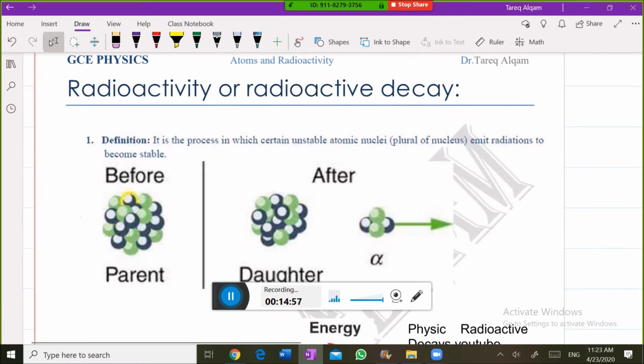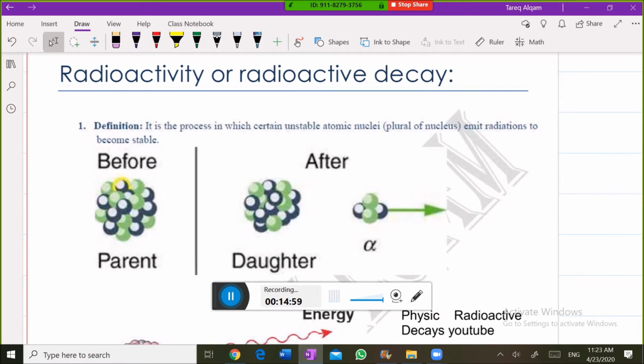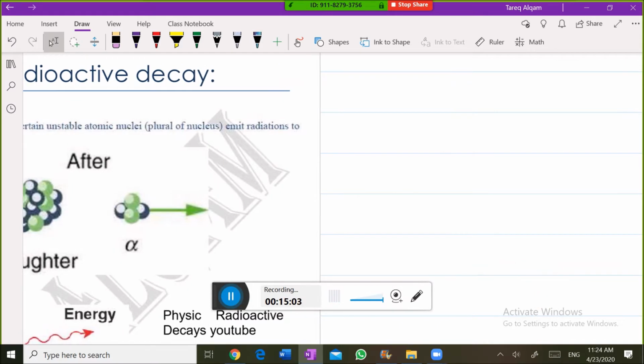Here I think you are also familiar with radioactivity or radioactive decay. Guys, in general, the nuclei can be classified into two categories: stable nuclei or unstable nuclei. Okay, guys.